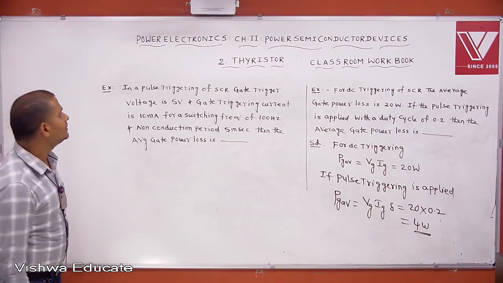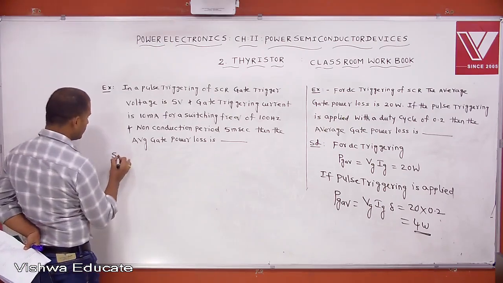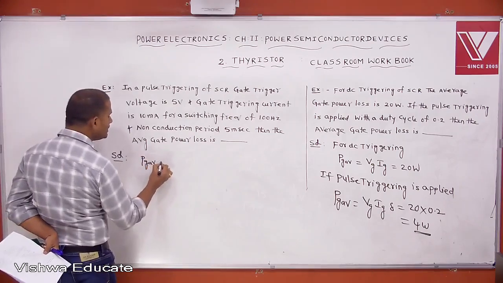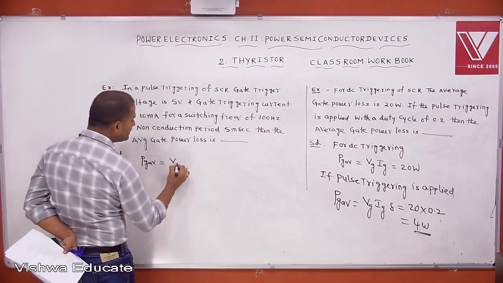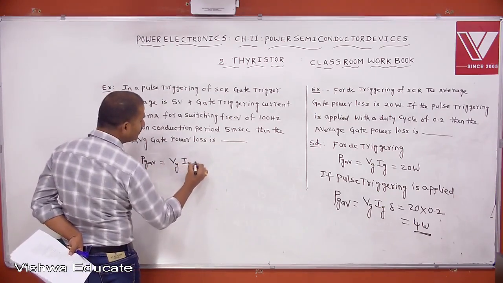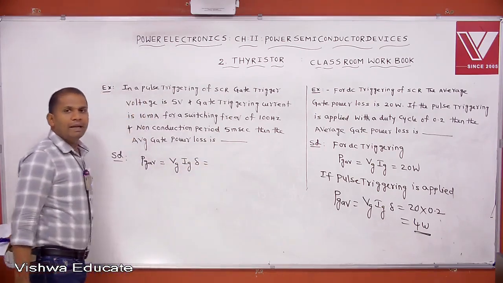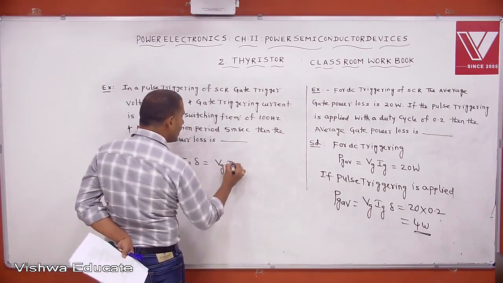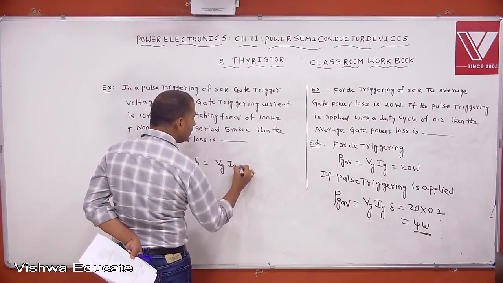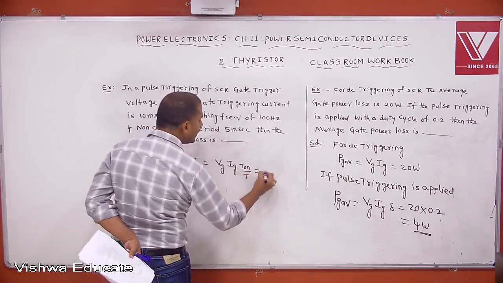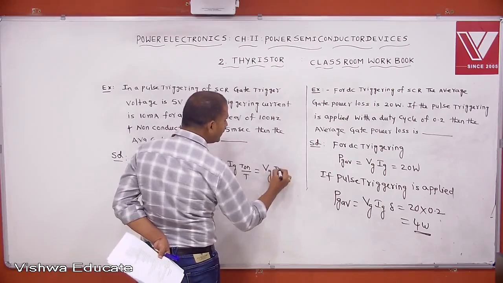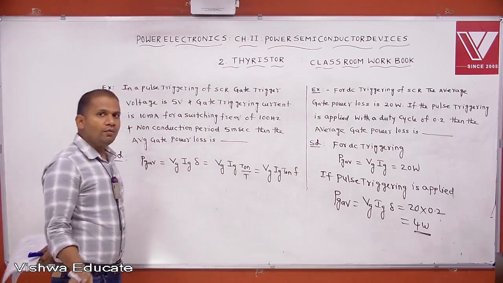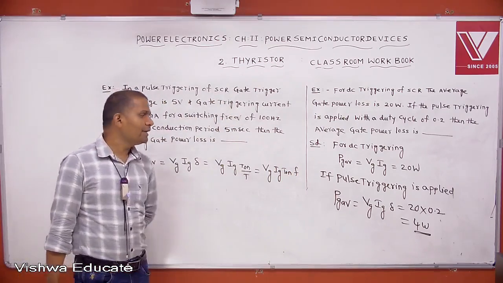You think? Tell me. Okay. But the solution for this problem. Average gate power loss equal to PGAV equal to Vg into Ig into delta. But delta is not given. How to write? Delta equal to T on by T. Then how to write this formula? Vg into Ig into T on into F. Frequency is given, but T on is not given.